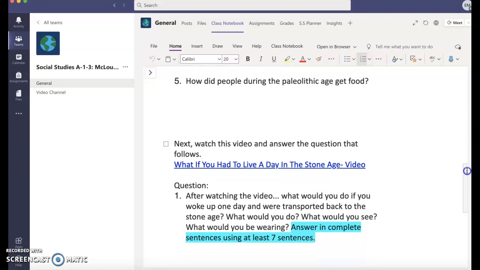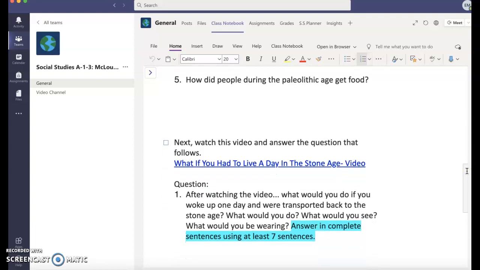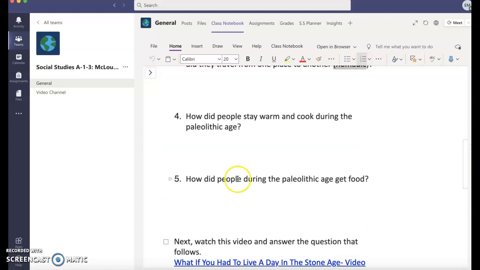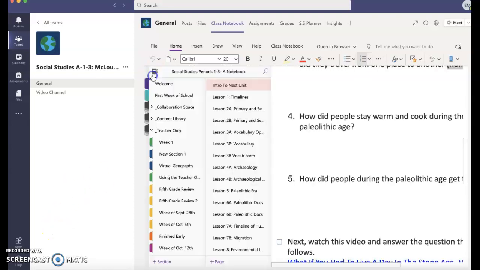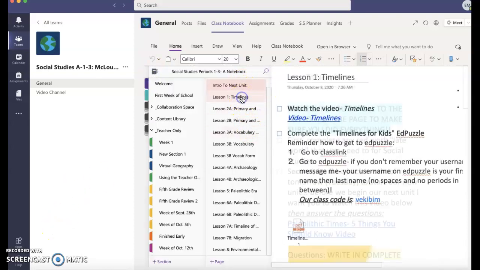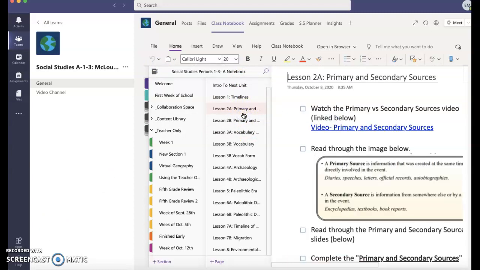And number five, how do people during the Paleolithic age get their food? Remember, they hunted and gathered. Okay, that's how they got their food. So, a little recap from last week. We spoke about the Paleolithic times, timelines, and primary and secondary sources. So I'm going to show a video quick, go into timelines and primary and secondary sources, and then we'll get into what we're learning this week.